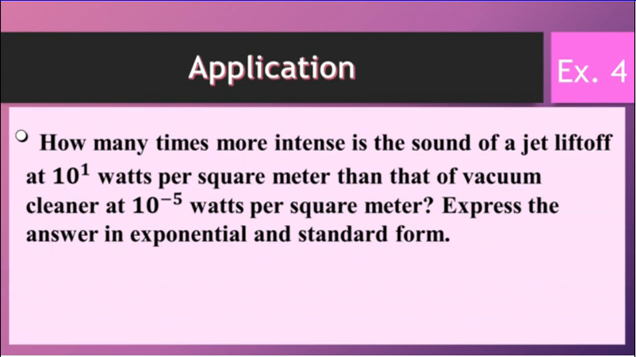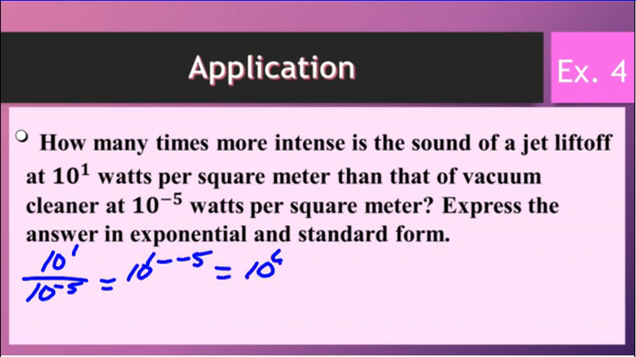So I start with the jet liftoff, which is 10 to the 1st divided by 10 to the negative 5th. And so this would be 10 to the 1st minus a negative 5th, which would give us 10 to the 6th. That's exponential form. Standard form, we'd write the whole number out, which would be 1 million times more intense. So that is our lesson on simplifying expressions with negative and zero exponents.